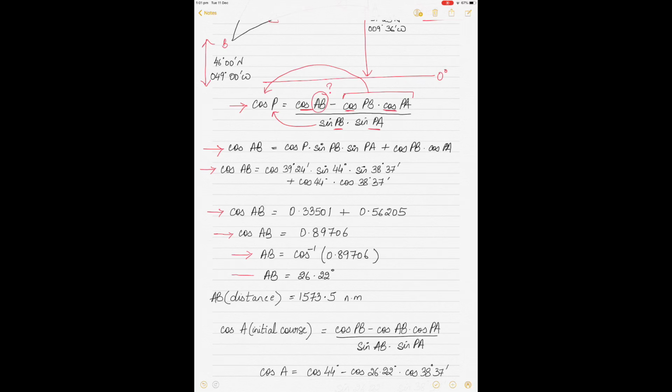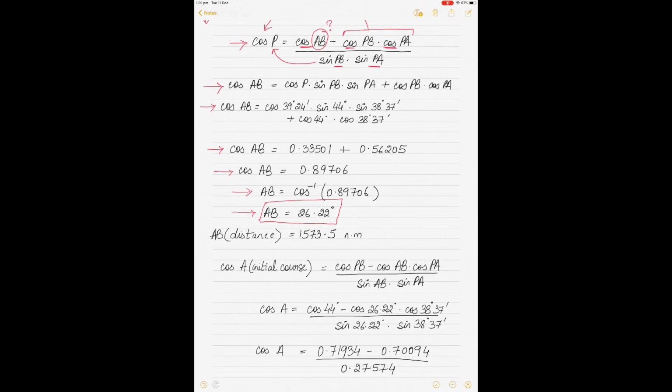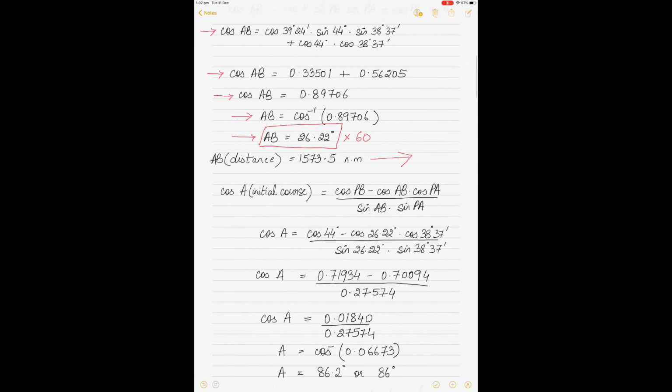So as a result, you will get AB as 26.22 degrees, but AB is a distance, so we need the answer in distance. So all you have to do is just multiply the whole value by 60, and the final answer that you get is 1573.5 nautical miles. This is the great circle distance between A and B in this case. For the remainder of the question, we will be using AB as 26.22 degrees as calculated above.